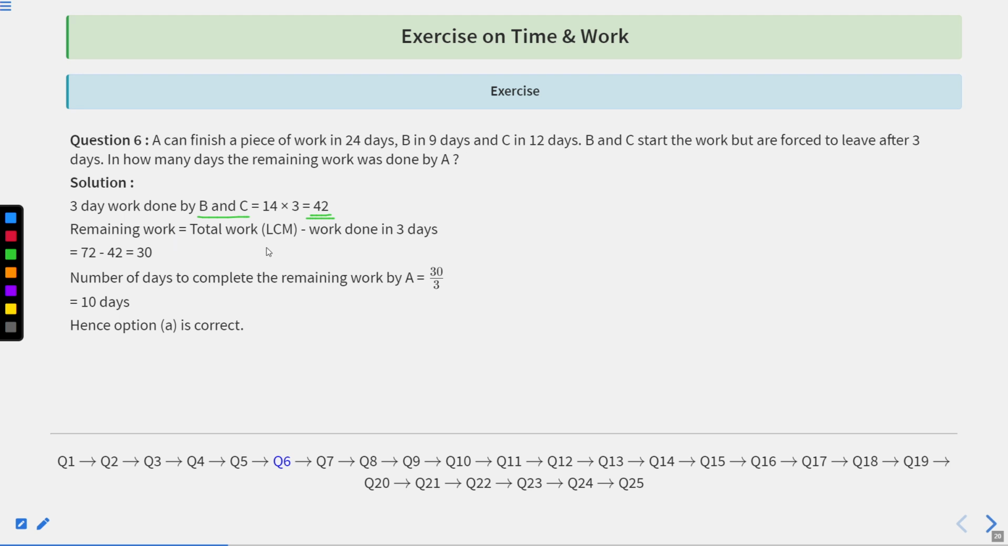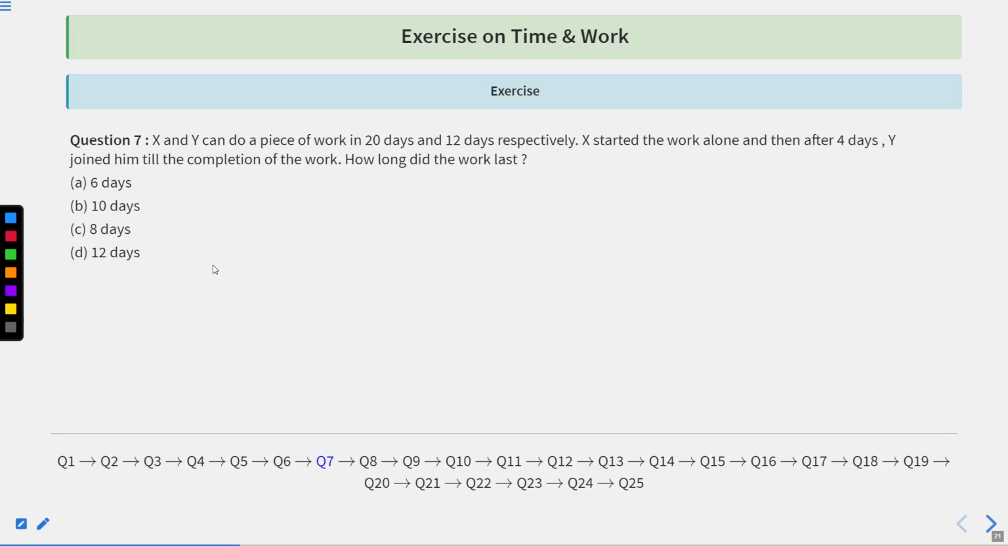So the remaining work will be total work, that is LCM, minus total work done in 3 days. So the total work was 72 and 42 units are already done. That means 30 units are remaining. So the number of days to complete the remaining work by A is 30 upon 3, that is 10 days. So the correct option here is option A.